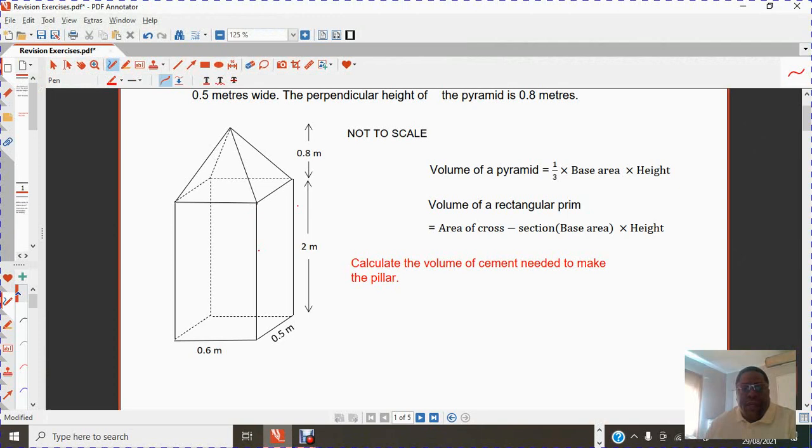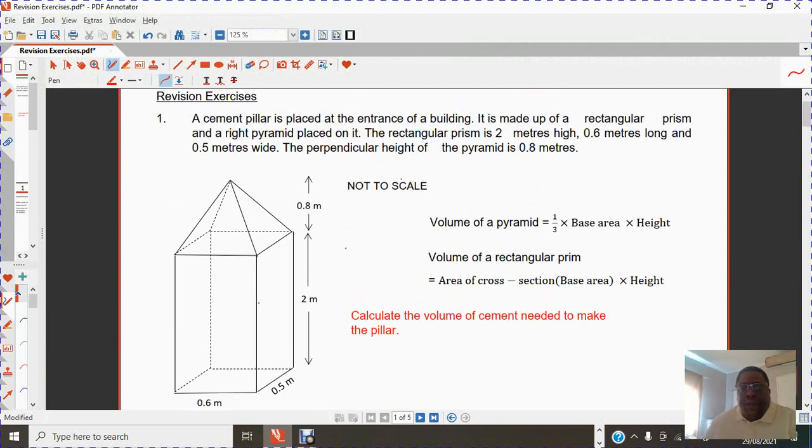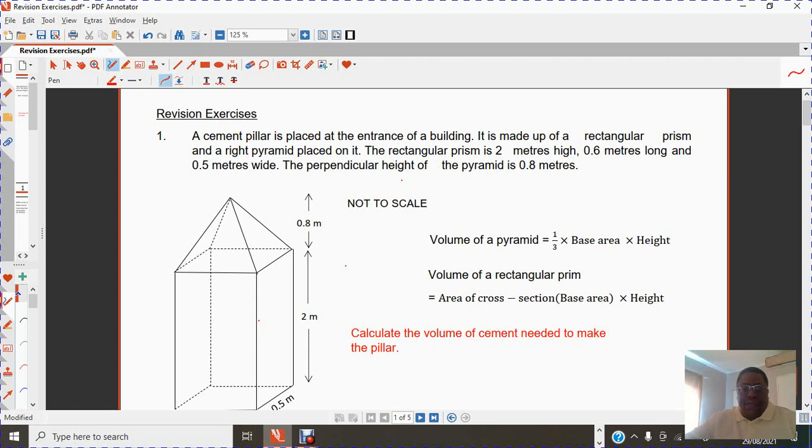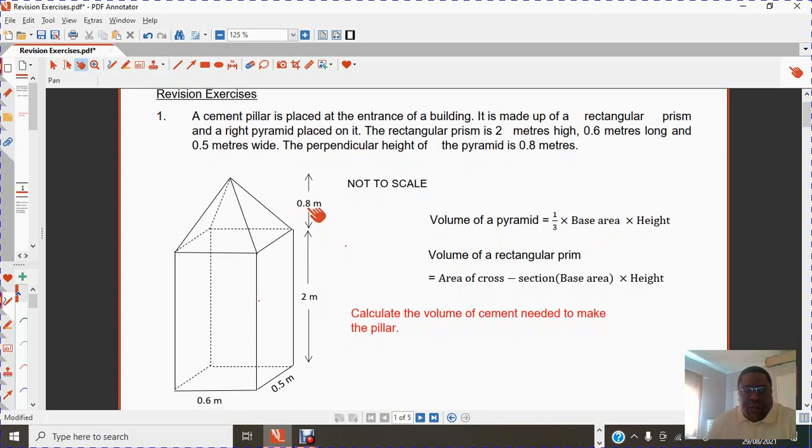So I am looking at a few questions today, and the first one that I have here is a question about finding the volume of, well, one can call it a combined shape. So you have got a prism part, which has a height of 2 meters and a width of 0.5 meters, and then also a length of 0.6, and then you have the pyramid on top of it, obviously the same base area, and its height is 0.8. So you have to calculate the volume, and you can actually divide it in two parts.